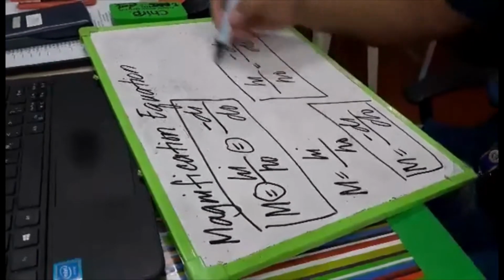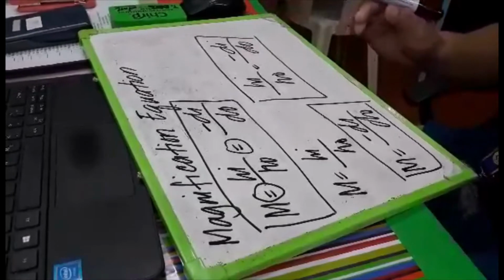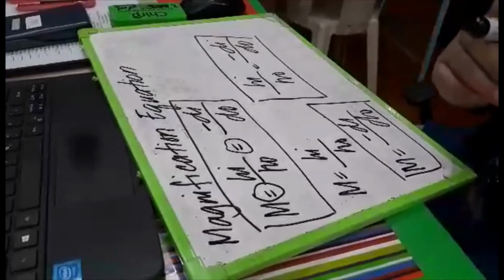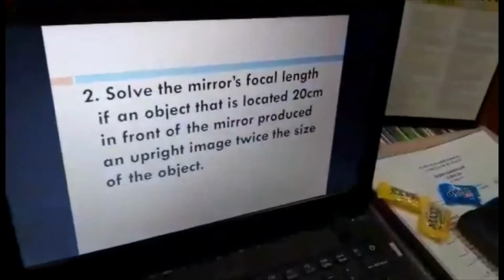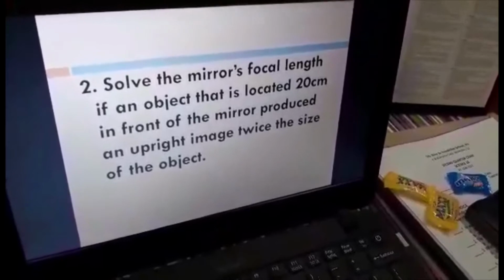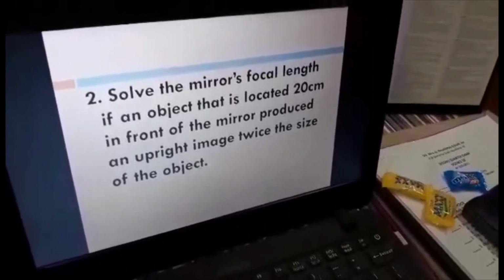So these are the possible equations that we can use in solving our magnification equation. So ipapakita ko po sa inyo kung paano natin gagamitin itong mirror equation and magnification equation sa solving problem po. Ngayon, gagamitin natin yung equations na ipinakita ko sa inyo kanina kung paano natin isosolve yung problem. So, ipapakita ko po yung problem sa inyo. Solve the mirror's focal length if an object that is located 20 centimeters in front of the mirror produce an upright image twice the size of the object.